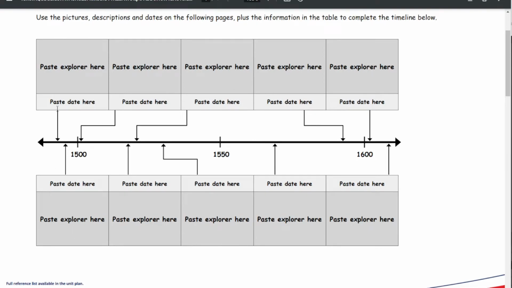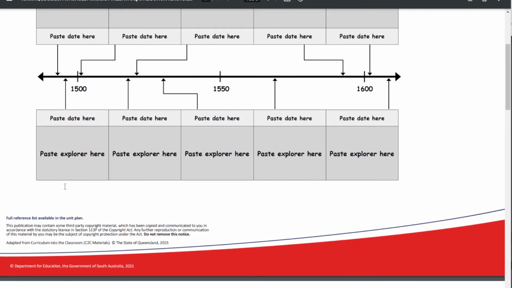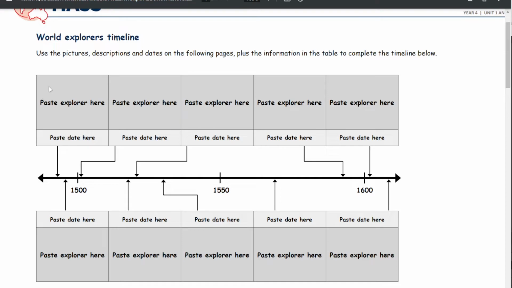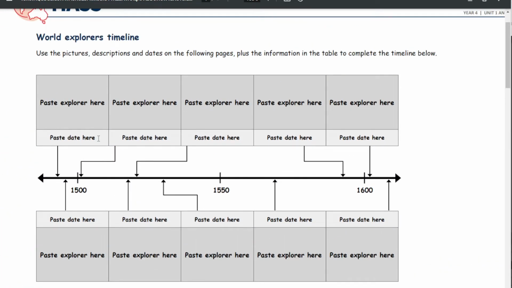So who was first? Who goes here? Is it Christopher Columbus or Vasco da Gama? So 1492 and 1497. So who explored first? Christopher Columbus. So we're going to cut out Christopher Columbus, stick him here, and then cut out 1492 and glue that here. All right, I'm going to do that. And then Vasco da Gama will be stuck here, and the year that he explored will be stuck here.